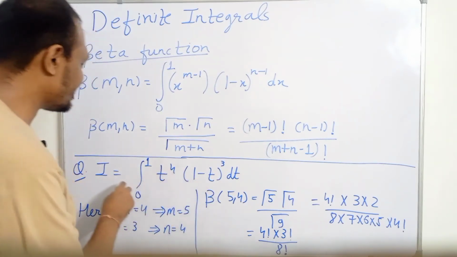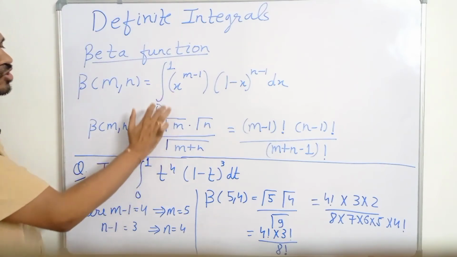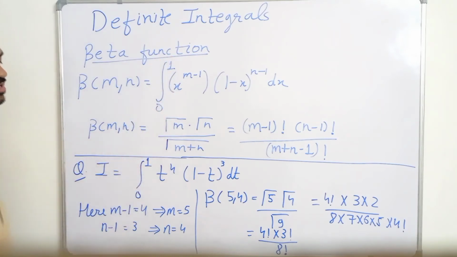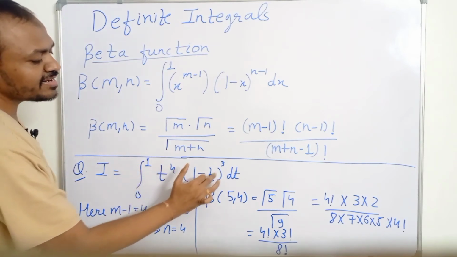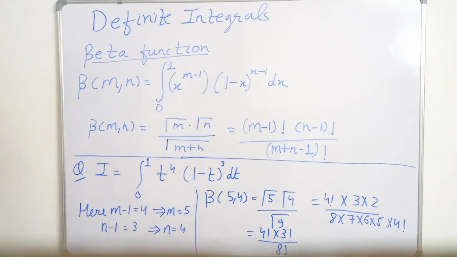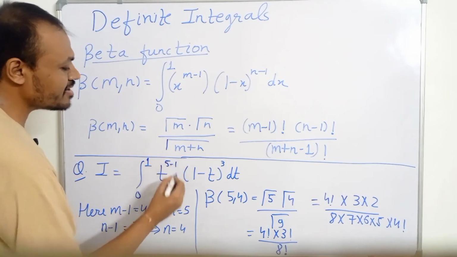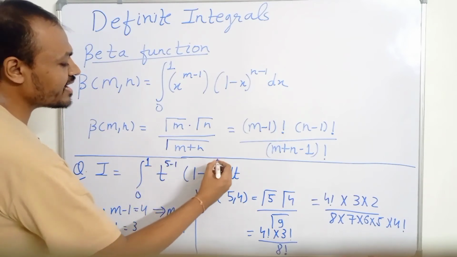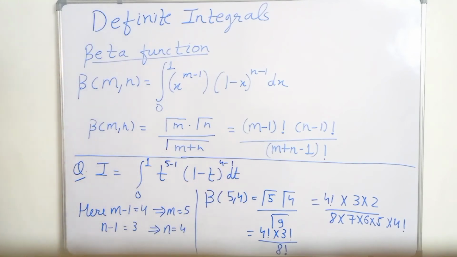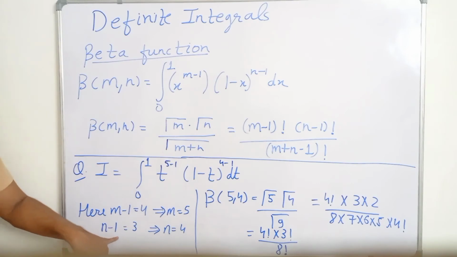So let's see an example. I is equal to the integral from 0 to 1, so here also the limits of integration are 0 and 1, of t to the power 4 into 1 minus t cube dt. If you compare this, then t to the power 4 I can write as t to the power 5 minus 1, and the cube I can write as 1 minus t to the power 4 minus 1. So if you compare, m minus 1 equal to 4, so m equal to 5, and n minus 1 equal to 3, so n equal to 4.